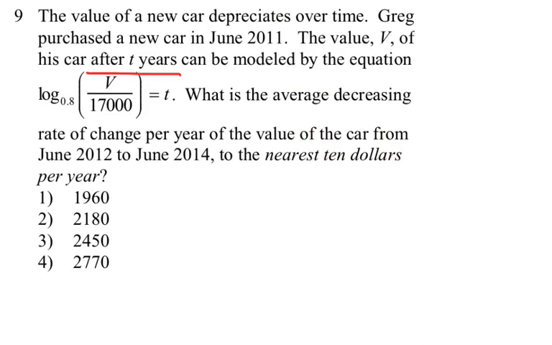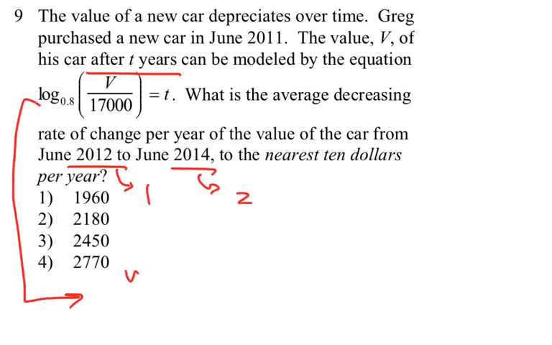All right, let's look at number 9. For this question, we are looking for the average rate, and then t years after 2011. Now, 2012 in fact becomes t equals 1, and 2014 becomes t equals 3 here.